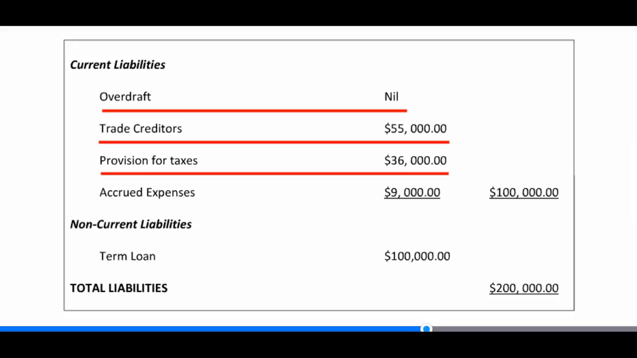Finally, on the current liabilities section, there is an accrued expense account, which is for obligations that a business has incurred but not formally reported, such as sponsorship or charitable donations. In the example balance sheet, the accrued expense amount is $9,000. As can be seen in the balance sheet, when all current liabilities are added together, the total current liability value can be calculated. The total current liability value is $100,000.